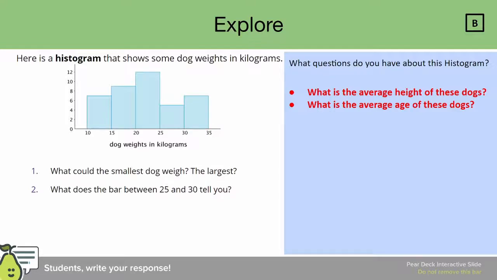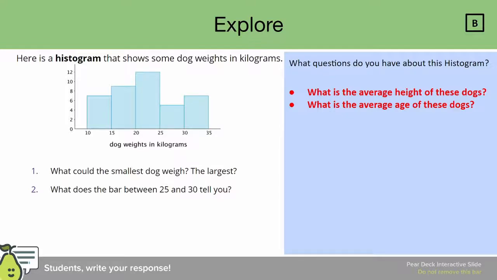Please take a minute, pause this video, read the question to yourself, and then we will read it together. All right, welcome back. The first question reads, what could the smallest dog weigh? What about the largest? So after us going over the histogram, I think you have a pretty good idea of how to do this, but I still want you to pause this video, think about it for yourself, and then let me know what you think is the correct answer to number one.